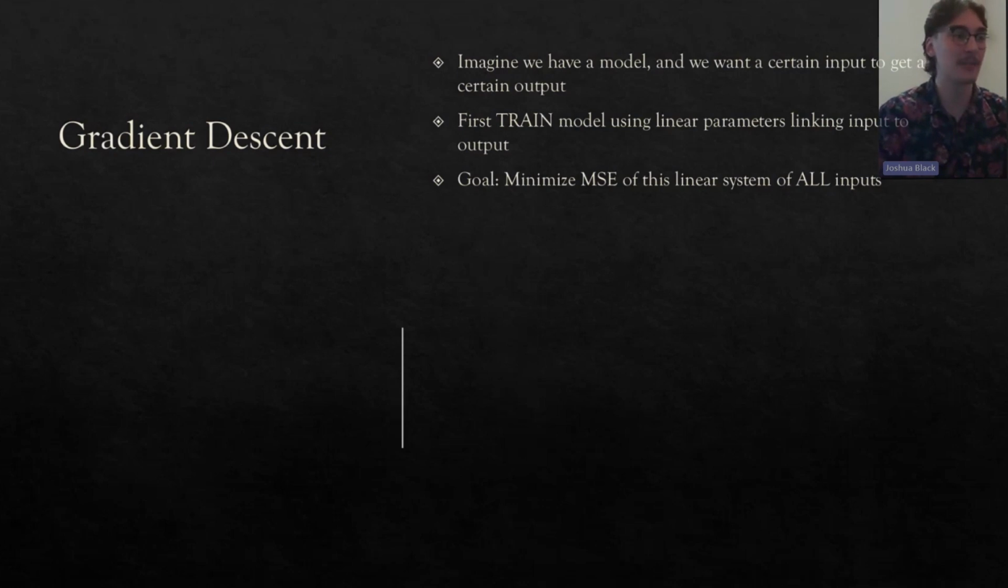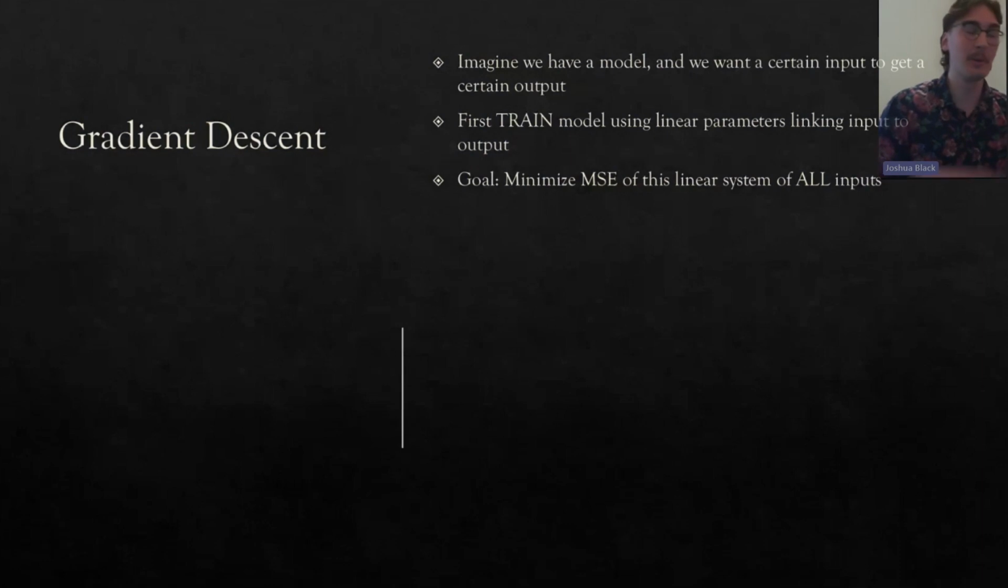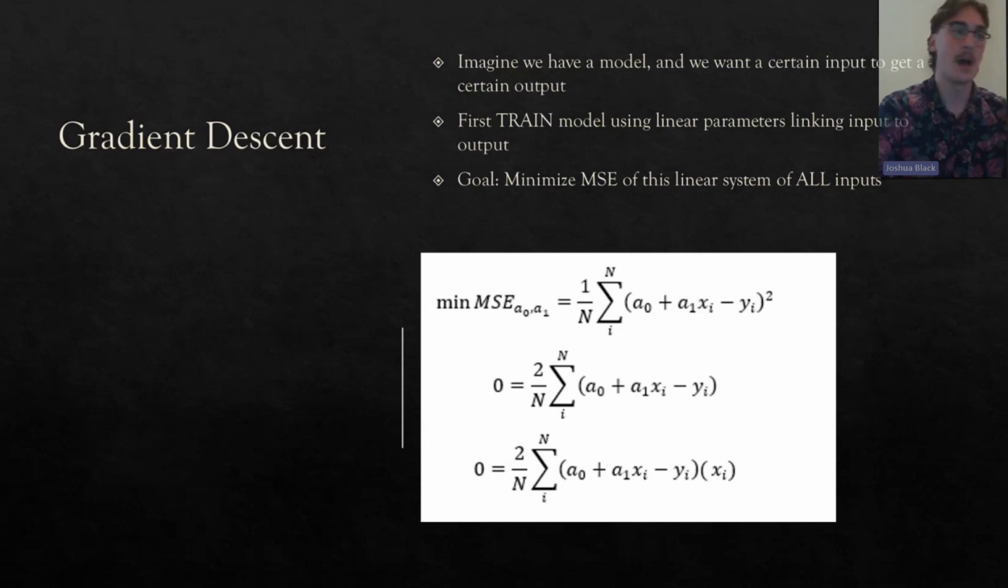From there, having all those inputs and outputs, the algorithm would try to link those inputs and outputs together using this regression model. And the goal of any regression model using gradient descent is to minimize the mean squared error, and it does a linear system of all your inputs. So this is just a simplification of a system.